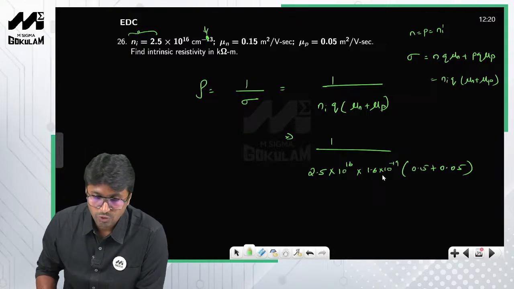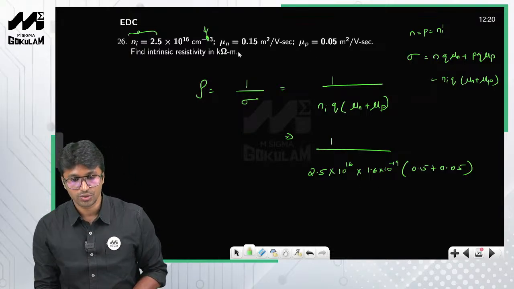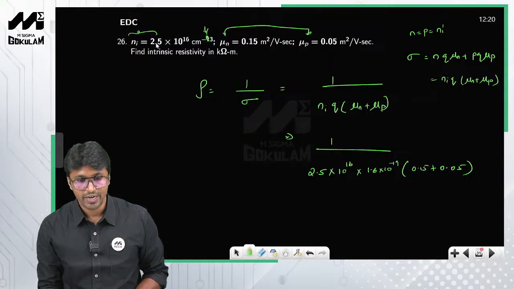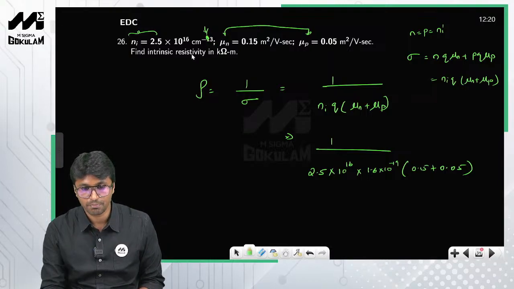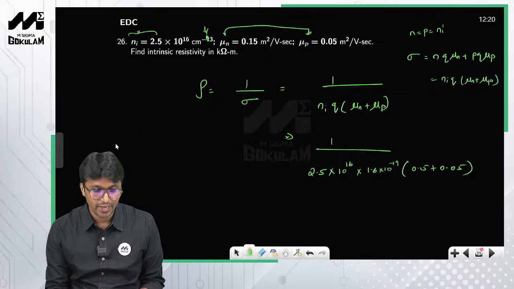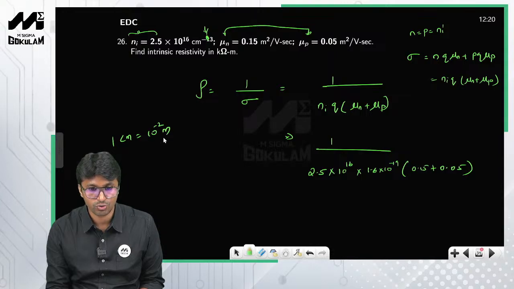Now you have to be consistent with the units. Mu n and mu p are given in meter square per volt second, whereas ni is in per centimeter cube. So you have to convert this into meters. 1 centimeter is equal to 10 raised to minus 2 meters.